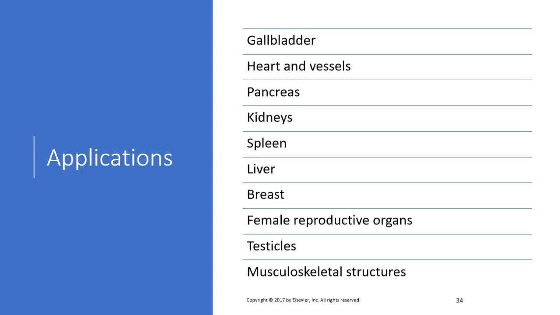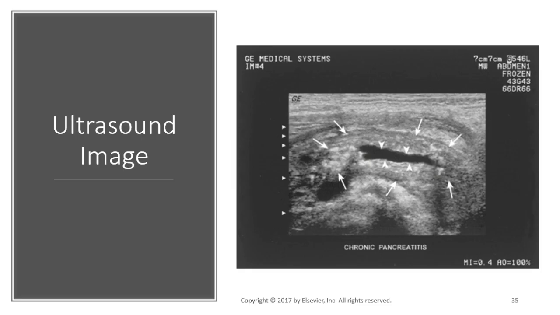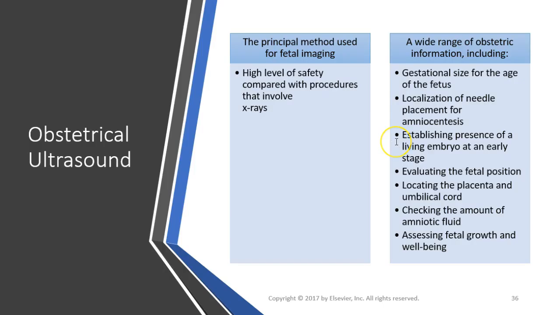So we use it for pretty much every part of the body. It's really good for gallbladders, hearts, pancreas, spleens, livers, breasts, reproductive, testicular, and musculoskeletal. Here's an ultrasound of chronic pancreatitis, so you can see all the angry, mad pancreas. It shouldn't have air in it.